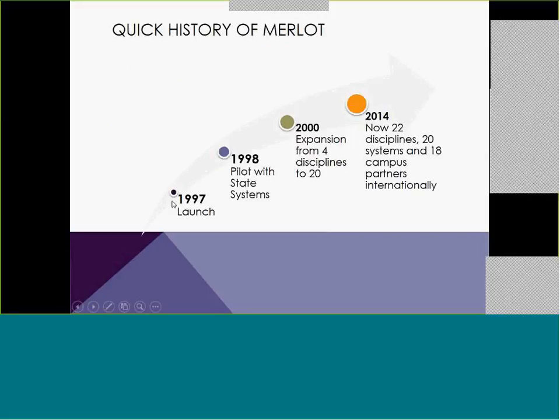Just a very quick history of MERLOT. It was actually launched back in 1997, and a simulation that showed what happens during an earthquake. And he wanted to share that with a physicist on a campus, but he, at that time, did not have any means of sharing it. So the Educational Technology Department decided they'd figure out a way, and they came up with this idea of MERLOT and a central place for campuses to share. But they thought, this could be even better if we shared with other systems.